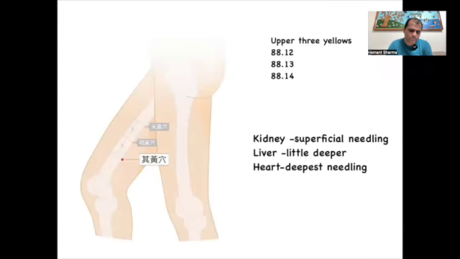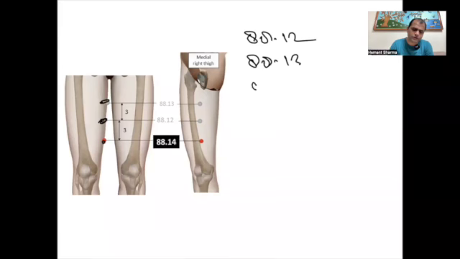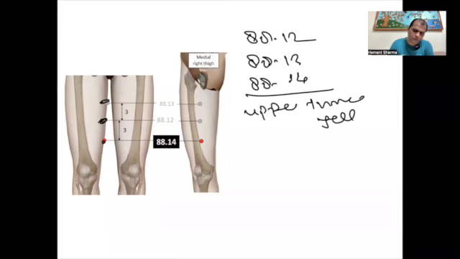These three points are a unit. 88.12 is in the center of the thigh, 13 is the upper point, 14 is the lower point. 88.12, 88.13, 88.14, or upper three yellows, are very good points for the eyes.